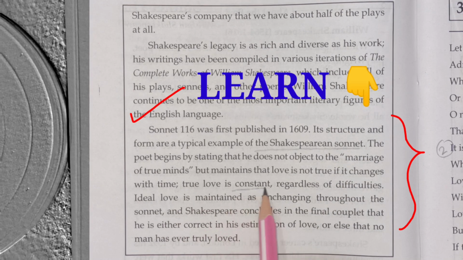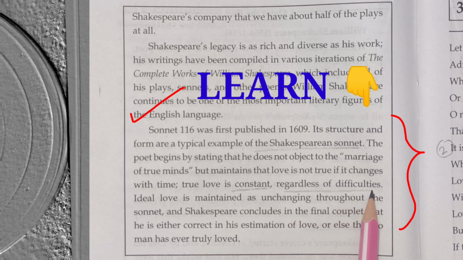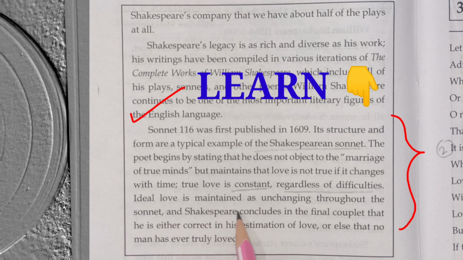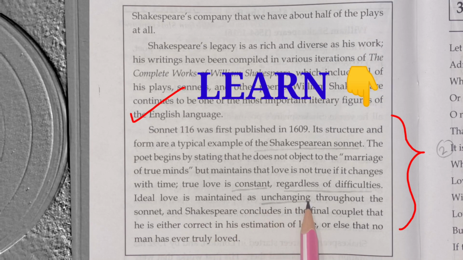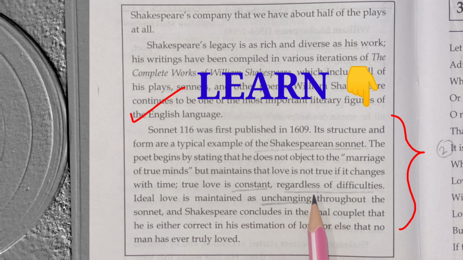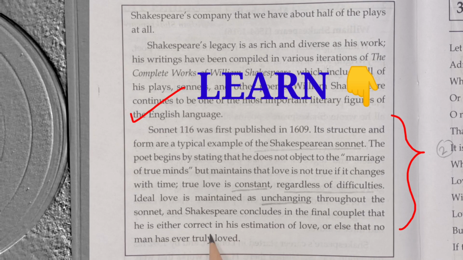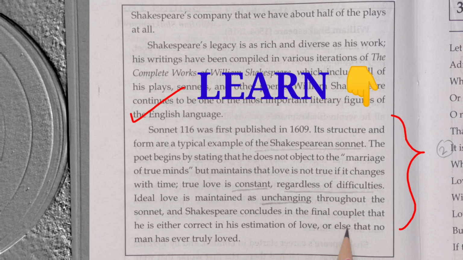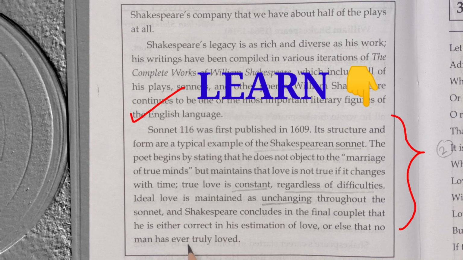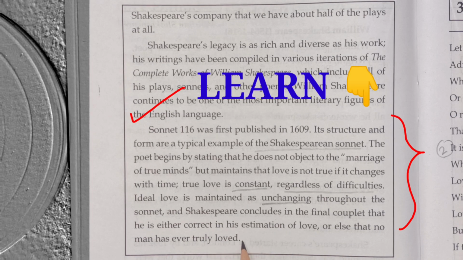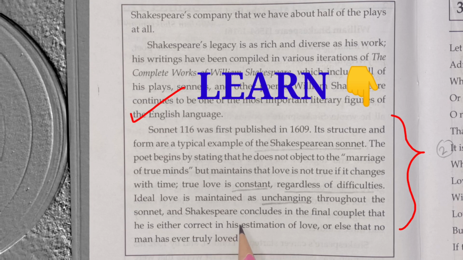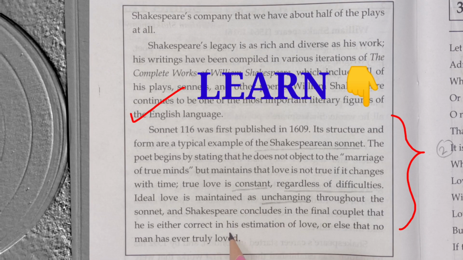True love is constant regardless of difficulties. Ideal love is maintained as unchanging throughout the sonnet. And Shakespeare concludes in the final couplet that he is either correct in his estimation of love or else that no man has ever truly loved. An exaggeration.